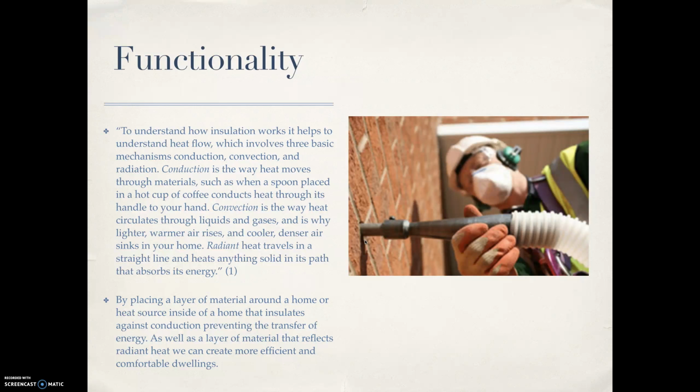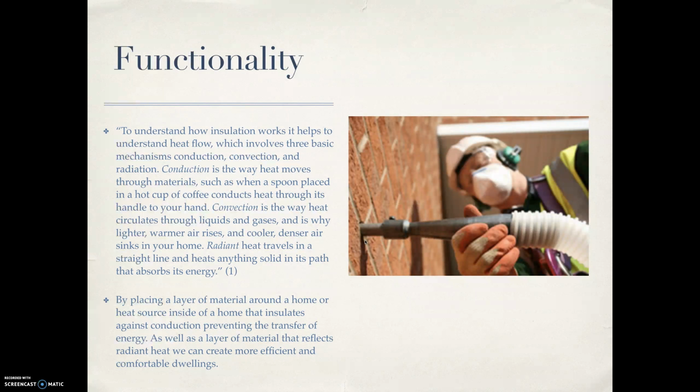If you've ever been in the second story of a home, you'll always notice it's a bit warmer than the first story. And then radiant heat is how heat travels in a straight line and heats anything solid in its path that absorbs its energy. So by placing insulation around a home, you can prevent exterior radiant heat from traveling inside of the home.